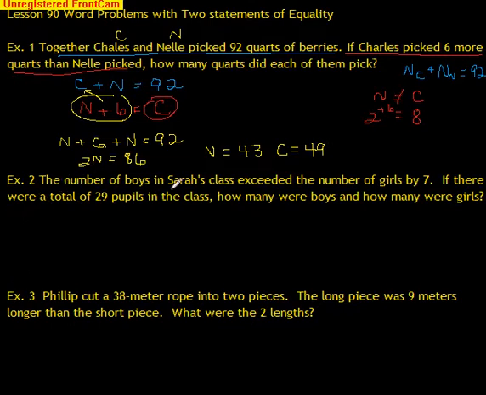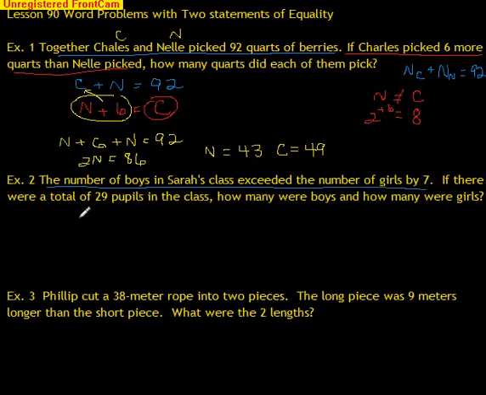The number of boys in Sarah's class exceeded the number of girls by 7. If there were a total of 29 pupils in the class, how many boys and how many were girls? I think I'm going to use the subscripted variables for this one. I kind of like it when it's the number of something, the N. So the number of boys in Sarah's class exceeded the number of girls by 7. That's our first equation.